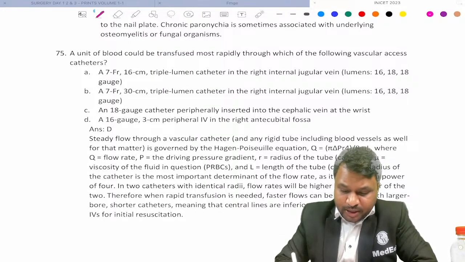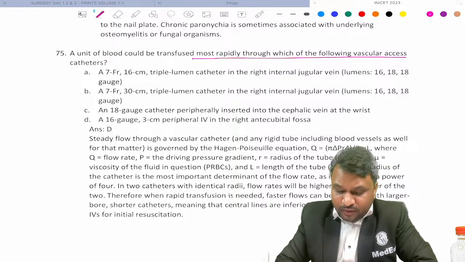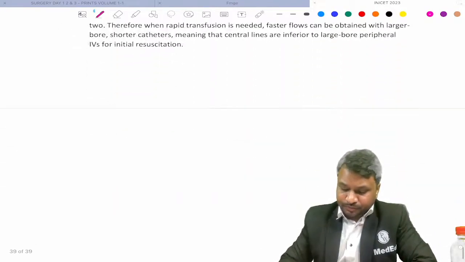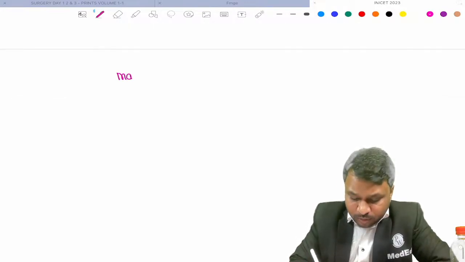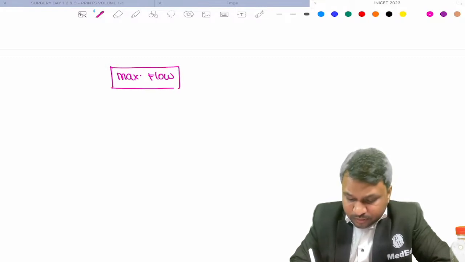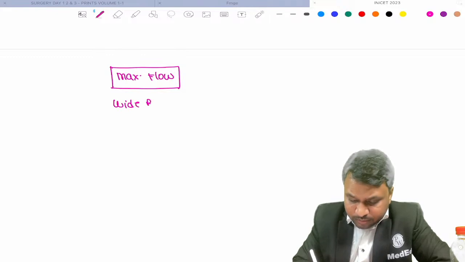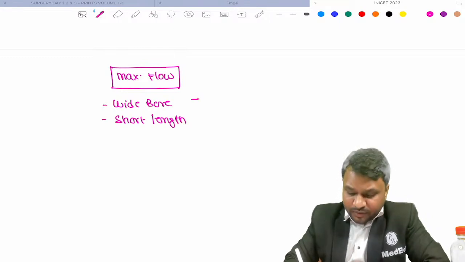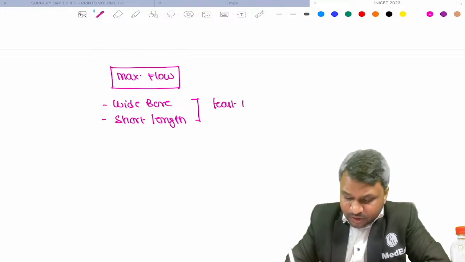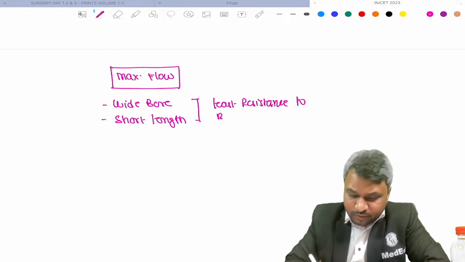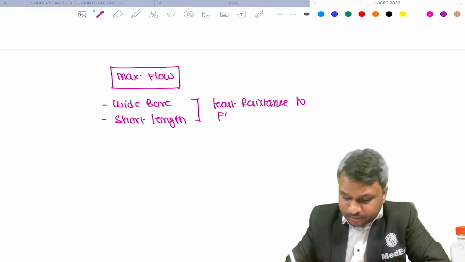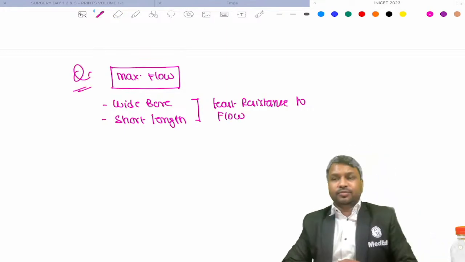A unit of blood could be transfused most rapidly through which of the following vascular access, right? Now, when I talk about maximum flow, for a maximum flow, it should be wide bore, it should be short length. A wide bore cannula and a short length cannula will have least resistance to blood flow or to the flow per se. Right? This is the concept that you need to follow, right?